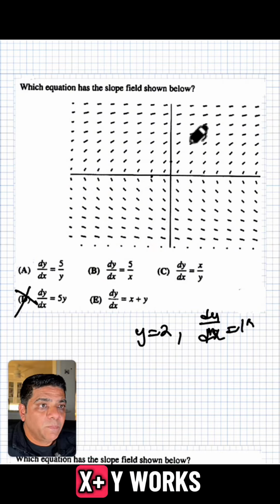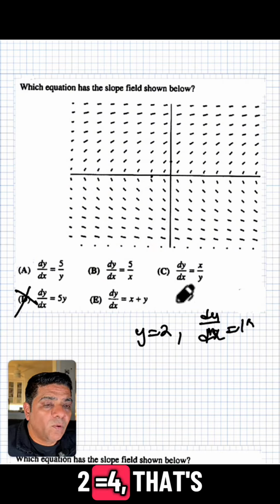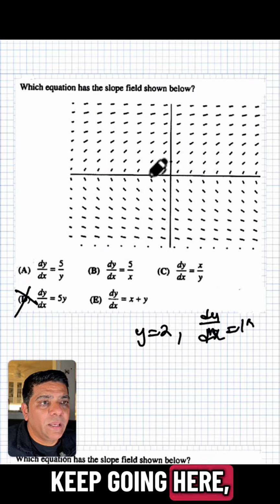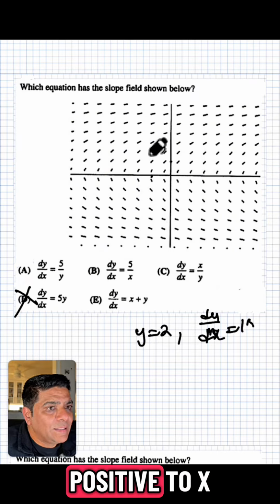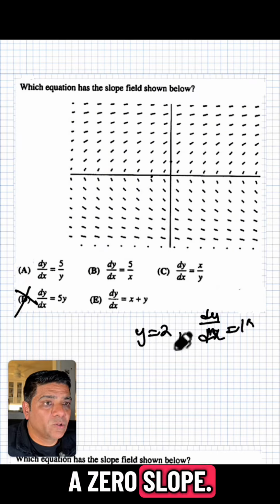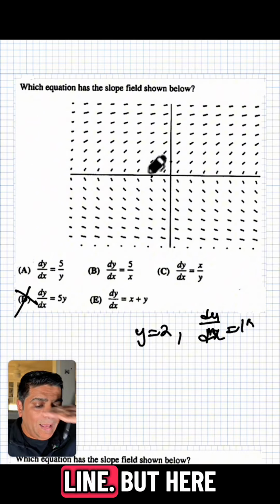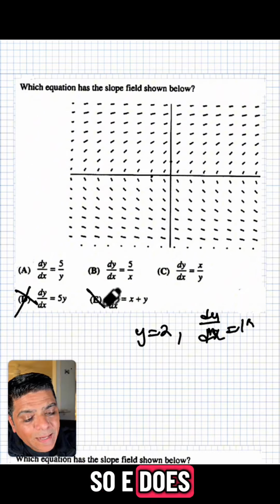And then finally, x plus y works for the first one. If 2 plus 2 is 4, that's kind of a steep slope. But if you keep going, at (-2, 2), x negative and y positive 2, that would be a 0 slope, a straight horizontal line. But here you see a positive slope. So E does not work as well. So choice A is the correct answer.